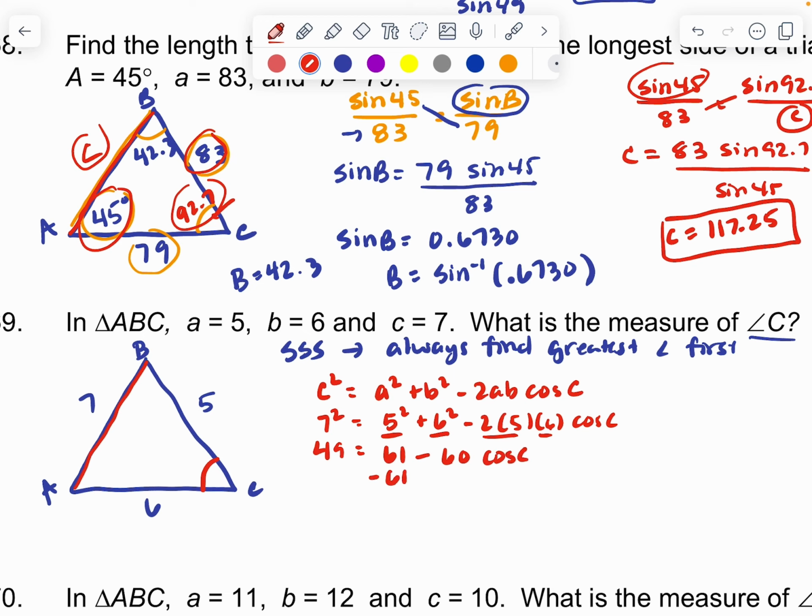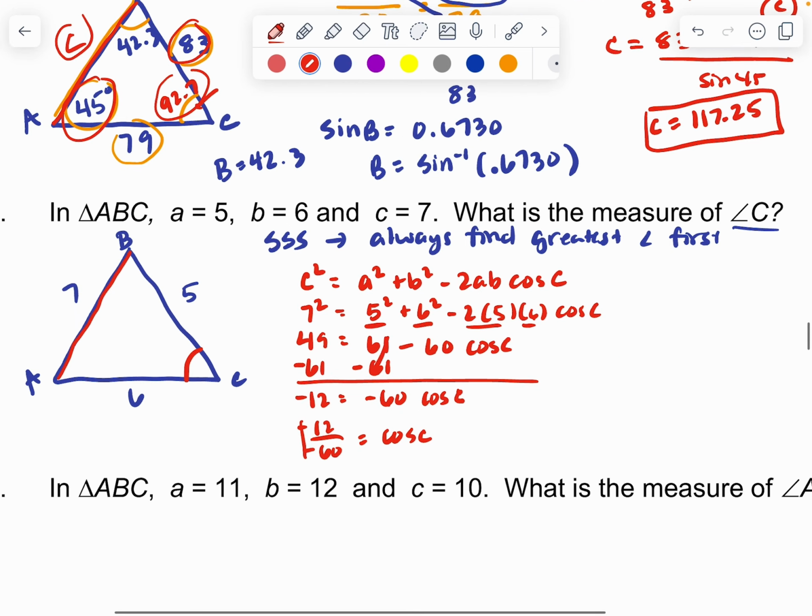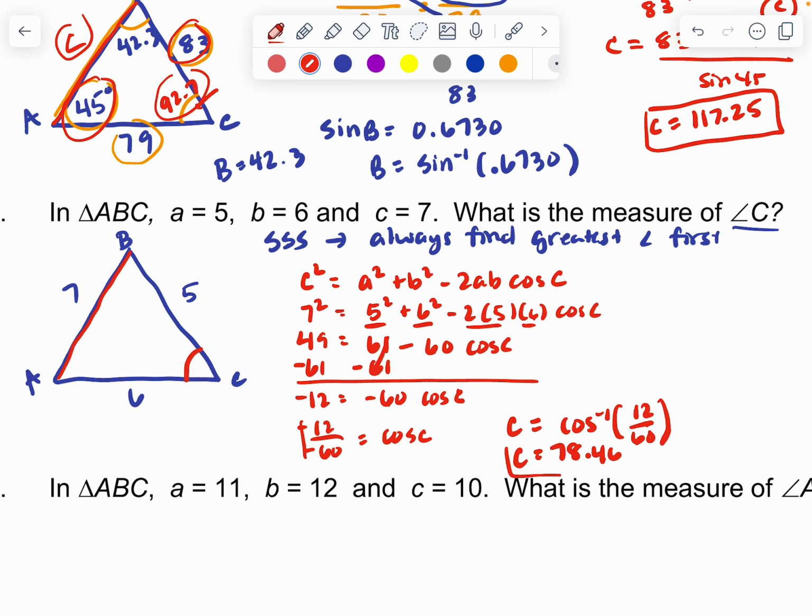And then if I subtract 61 from both sides, this is going to give me negative 12 equals negative 60 cosine of c. Then if you divide by negative 60, I'm going to get negative 12 over negative 60 is the cosine of c. Two negatives make a positive. And then you guys remember to get that c value, I want to take the inverse cosine. So angle C is going to be cosine inverse of 12 over 60. Okay, and plugging that in, let's see what we get. So cosine inverse of 12 divided by 60. And that gives me that angle C is approximately 78.46 degrees.